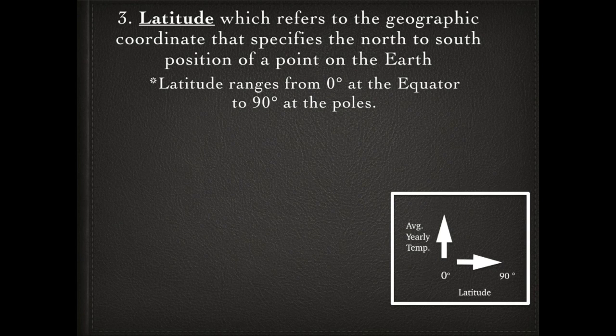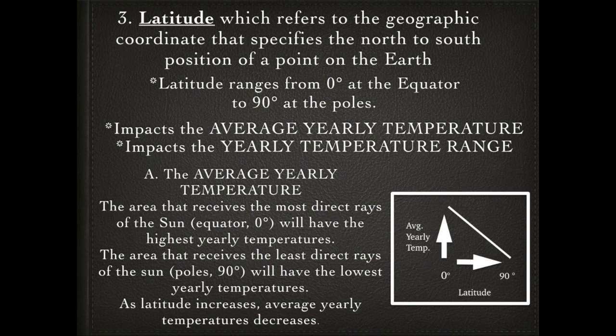So if we're looking at latitude, the higher we go from zero, moving toward the poles, it's going to get colder. Further away from zero, it's getting colder. If it's closer to zero, it's going to be warmer. And here we have the graph being plotted.